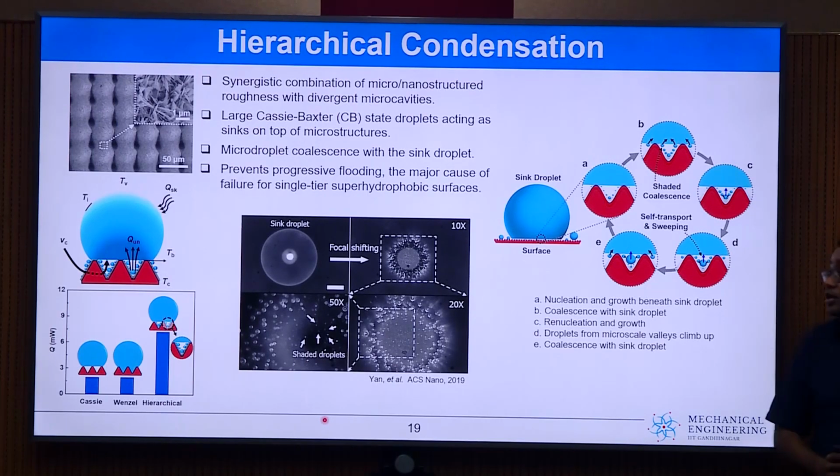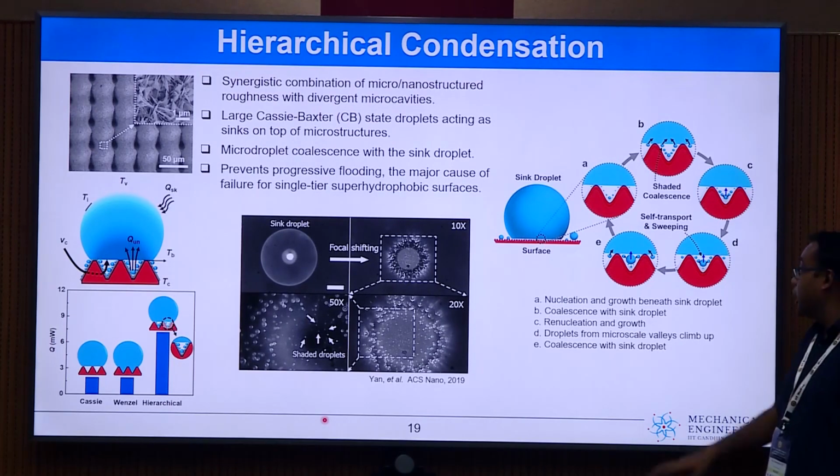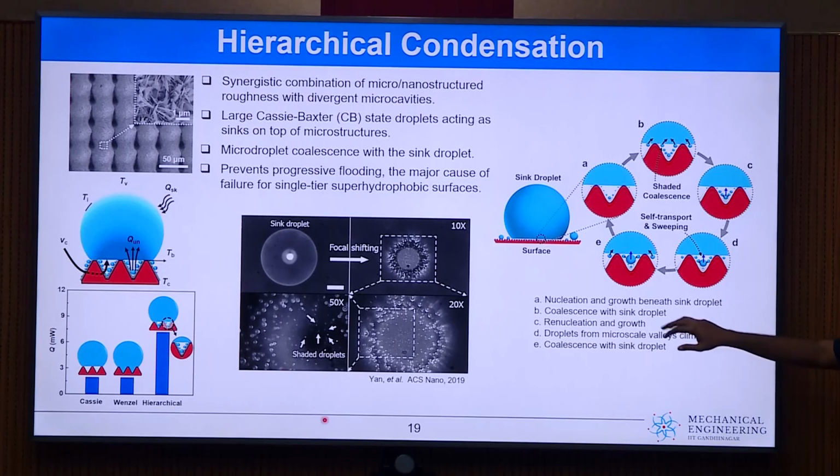In hierarchical condensation, the faster the droplet grows, the faster it will be removed by gravity, and therefore the better your heat transfer performance or heat transfer efficiency. So it basically follows a chain. You have nucleation and growth beneath your largest sink droplet, followed by coalescence with the sink droplet. You have again a renucleation in these microstructures leading to growth, and therefore a continuous coalescence with the sink droplet and the droplet growing. So this can also be a mechanism through which condensation can be enhanced, through hierarchical condensation.